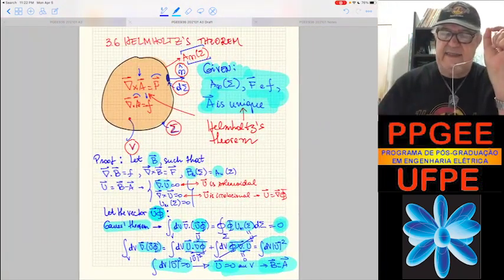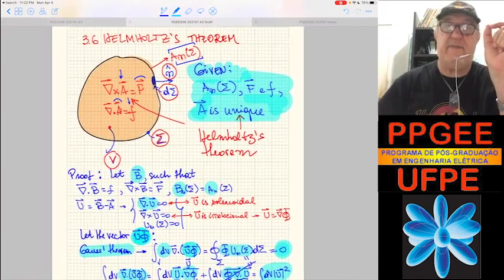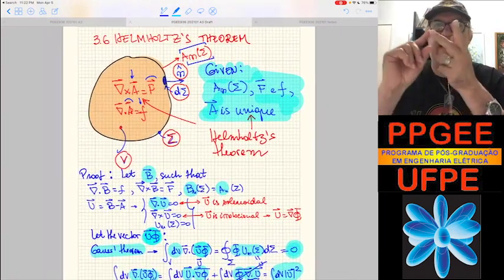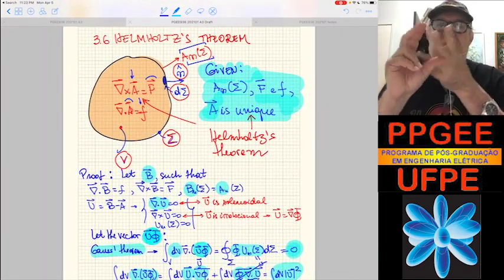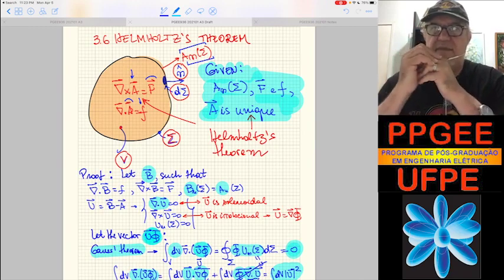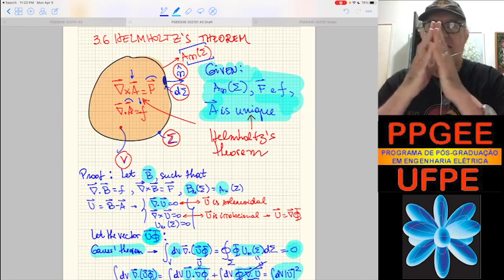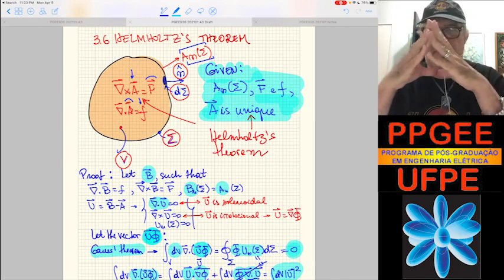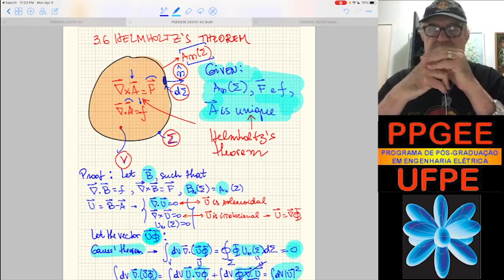So in essence, these are the properties. Give me the curl and the divergence of a vector field and its component on the surrounding surface of the domain. There is only one vector that has these properties, and only one.